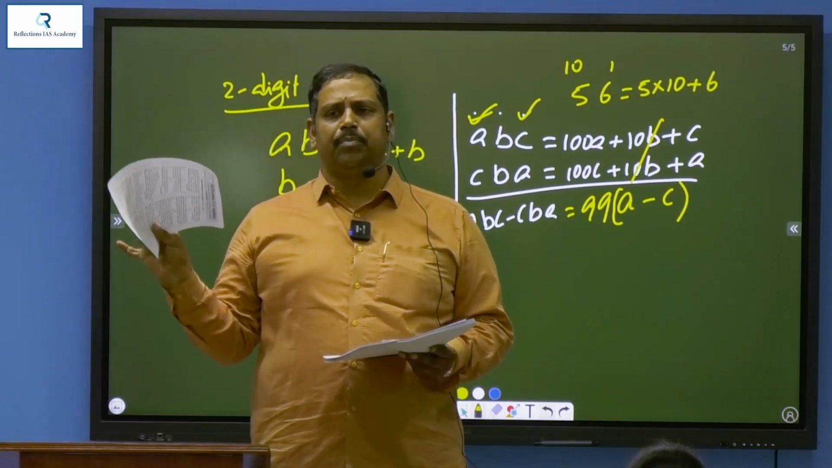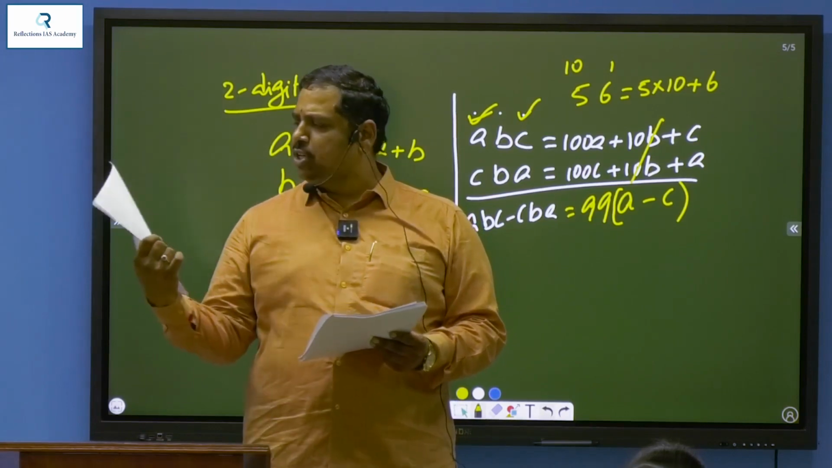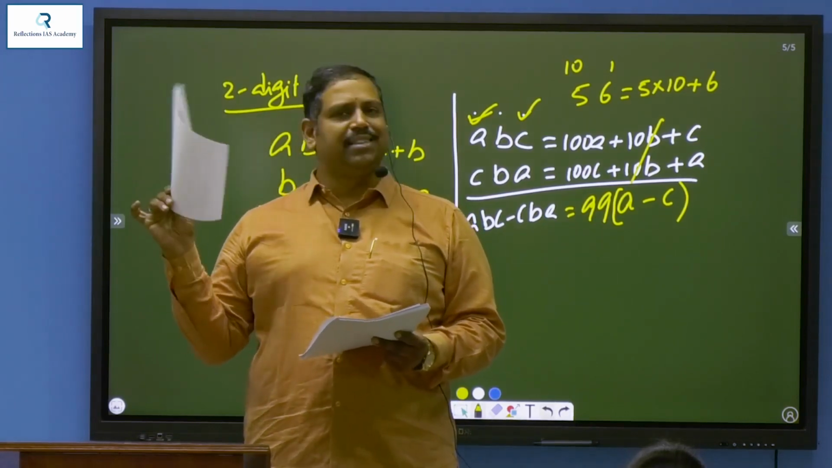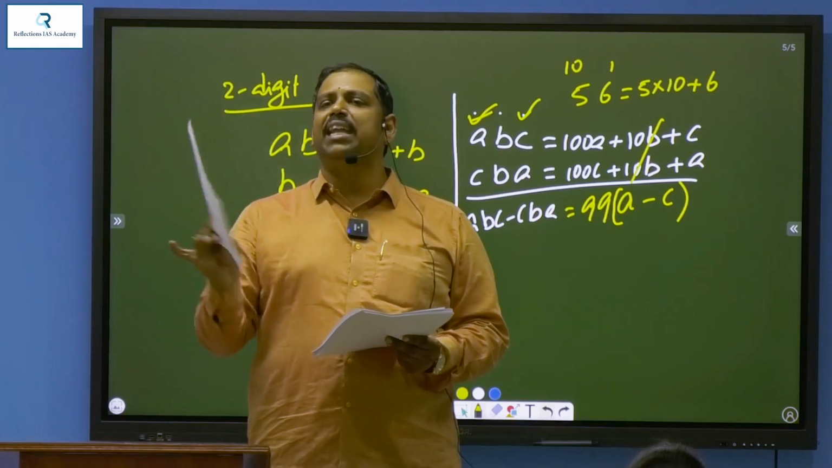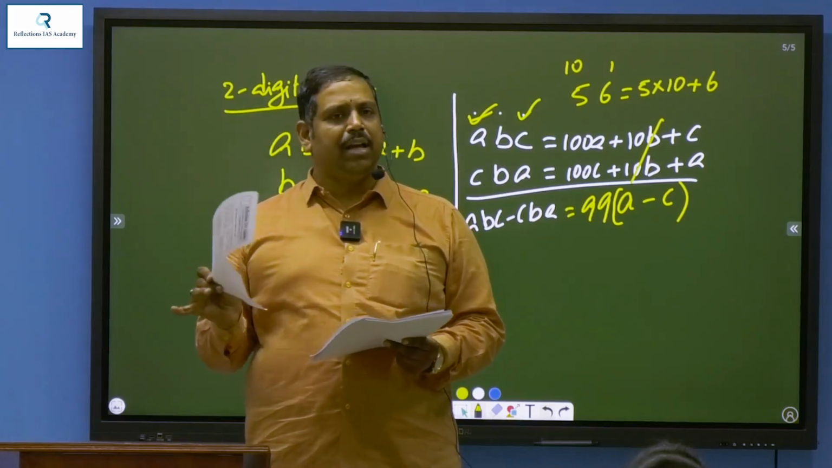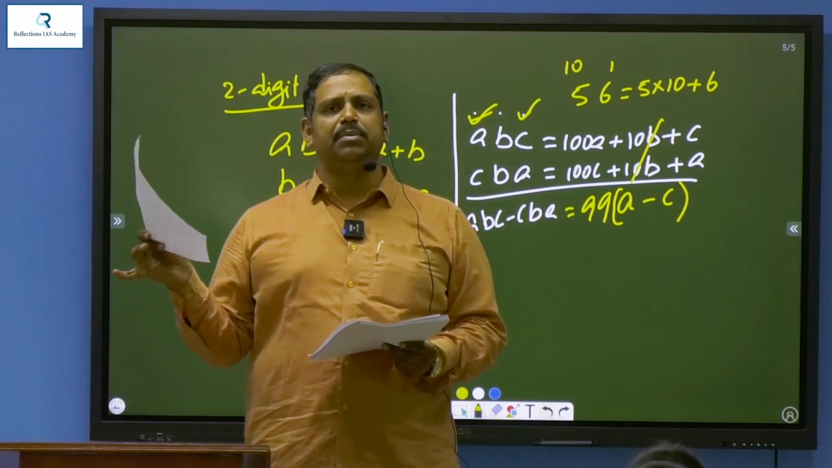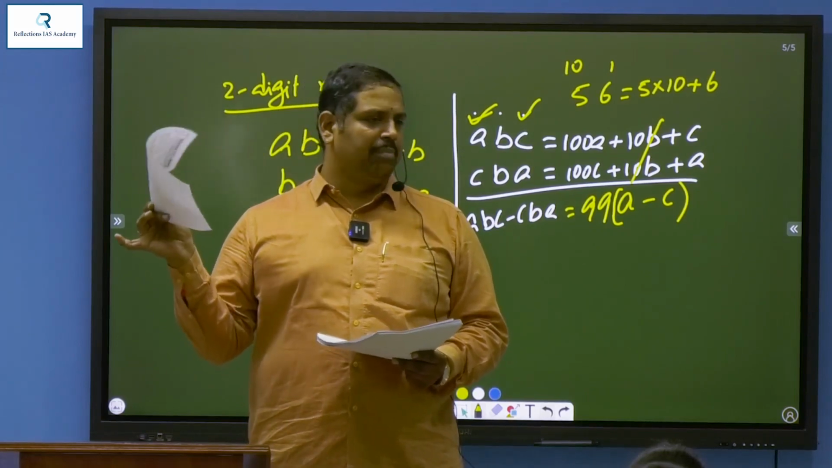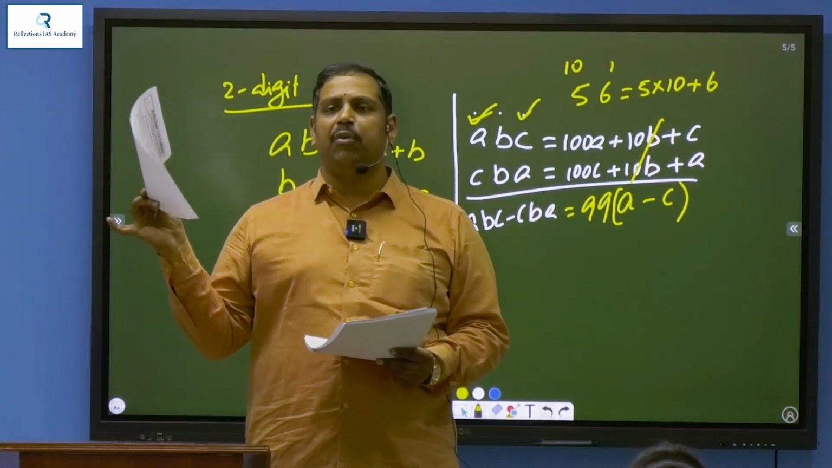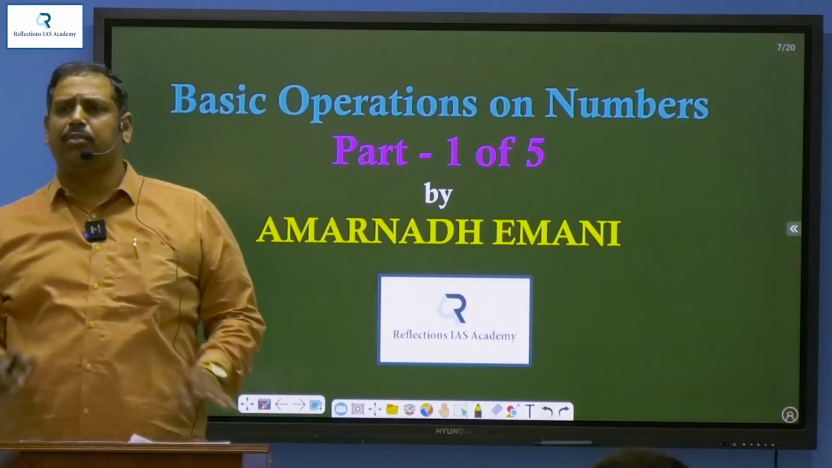Solve it. We have exactly 12 questions. Since this is the first one, I am giving you 18 minutes. How much is the time? 18 minutes. 12 questions in 18 minutes means each question I am allowing you 1.5 minutes. Clear? Let me stop it here.